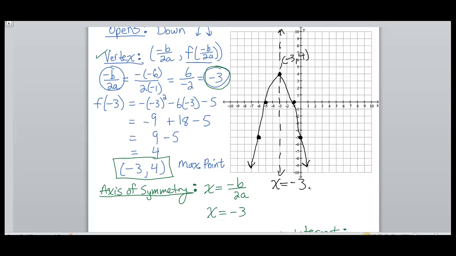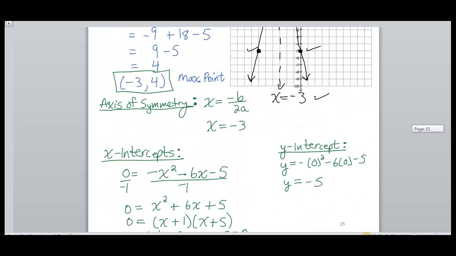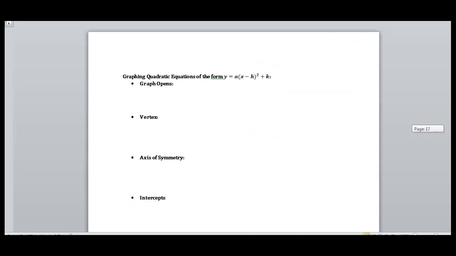All right, so I have my axis of symmetry, I have my vertex, I have my x and my y intercepts, and I even found another point right there. All right, and so that's a good example of graphing a parabola. All right, we're going to go to a different type of parabola.